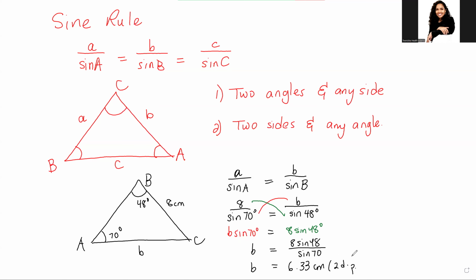And that's how you use the sine rule to find an unknown side. Similarly, you can use the sine rule to find an unknown angle when you have two sides and any angle. Let's look at an example like that.